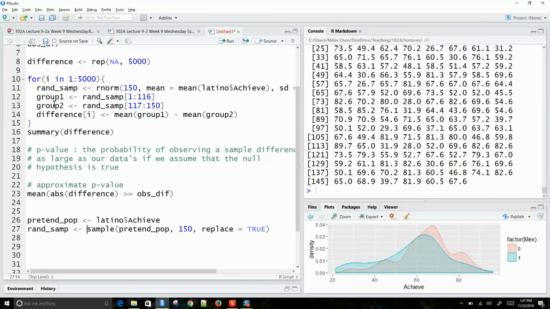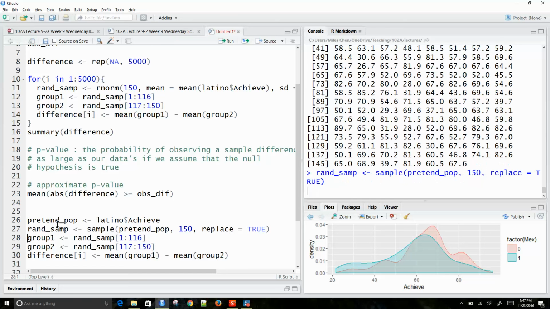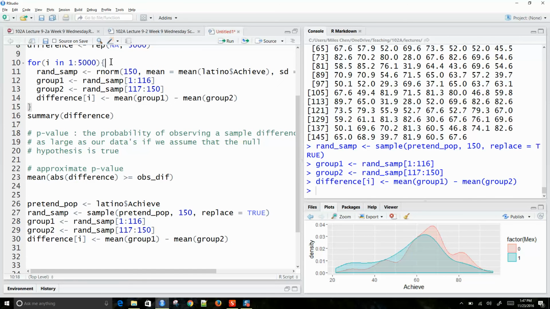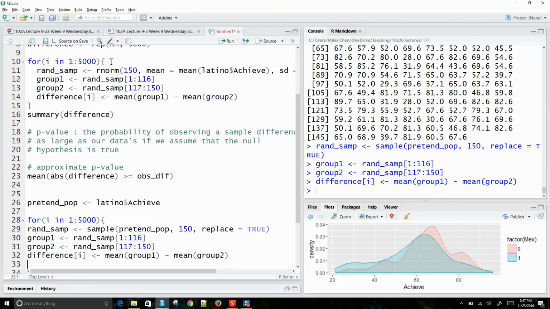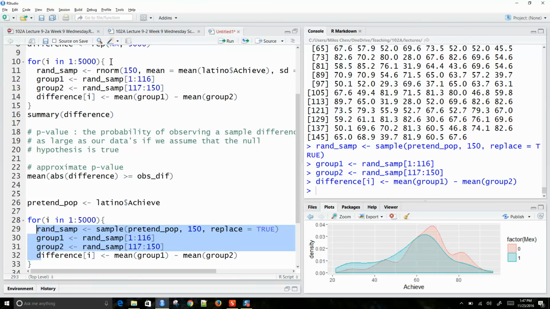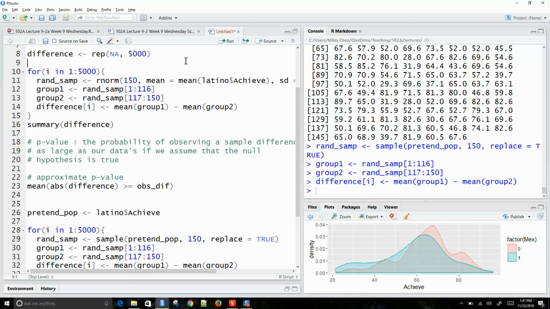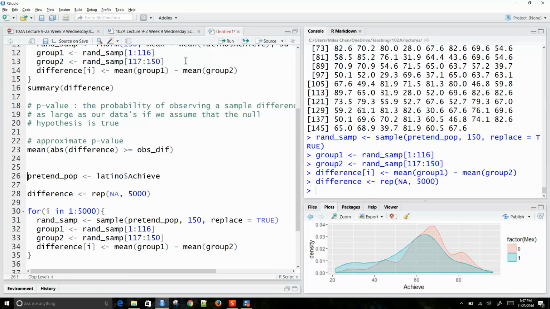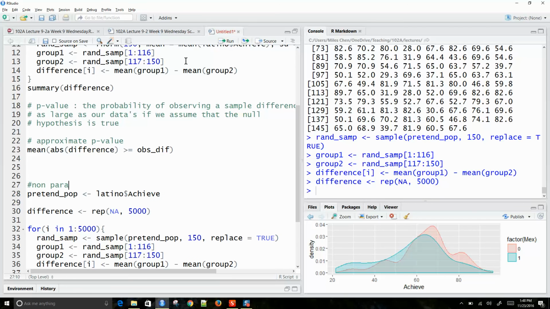So basically, we're going to do this exact same thing here, okay? We put 116 into group 1, 34 in group 2. So we do this, and then we calculate our difference, okay? And so I'm just going to wrap this into here. And then we'll reset my difference vector here, okay? So let me just write this here. Non-parametric.